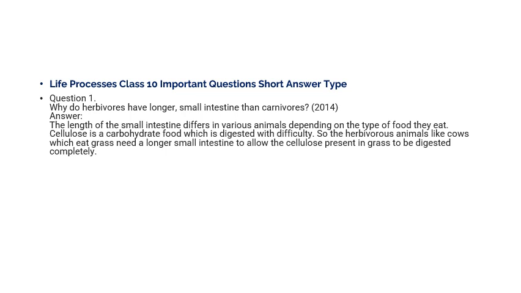So the answer for this is, usually we can see the length of the small intestine differs in various animals, right? It depends upon the type of food they eat. Cellulose is a carbohydrate which is digested with difficulty. So herbivorous animals like cow, which eat grass, need a longer small intestine to allow the cellulose present in the grass to be digested completely. So this is the answer for this question. Let us move on to the next question now.